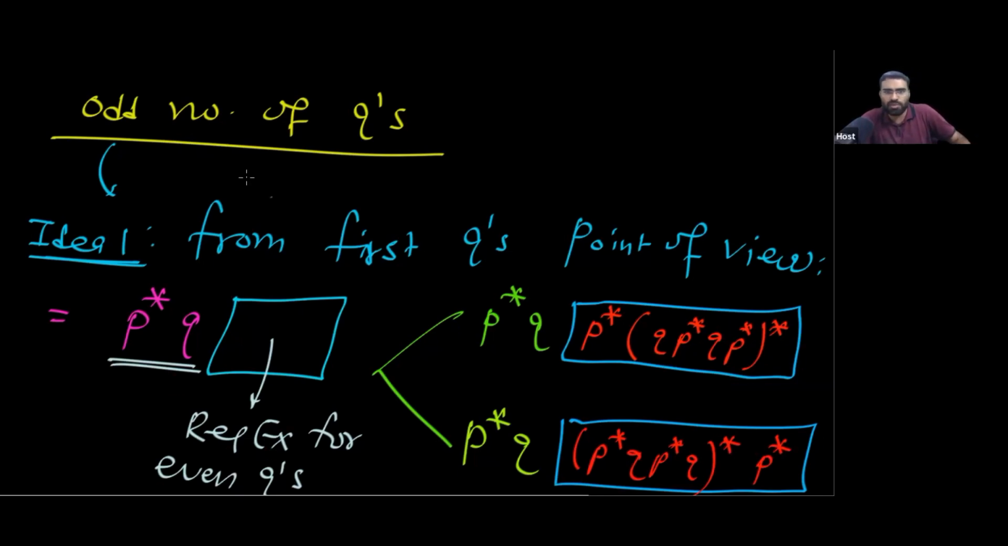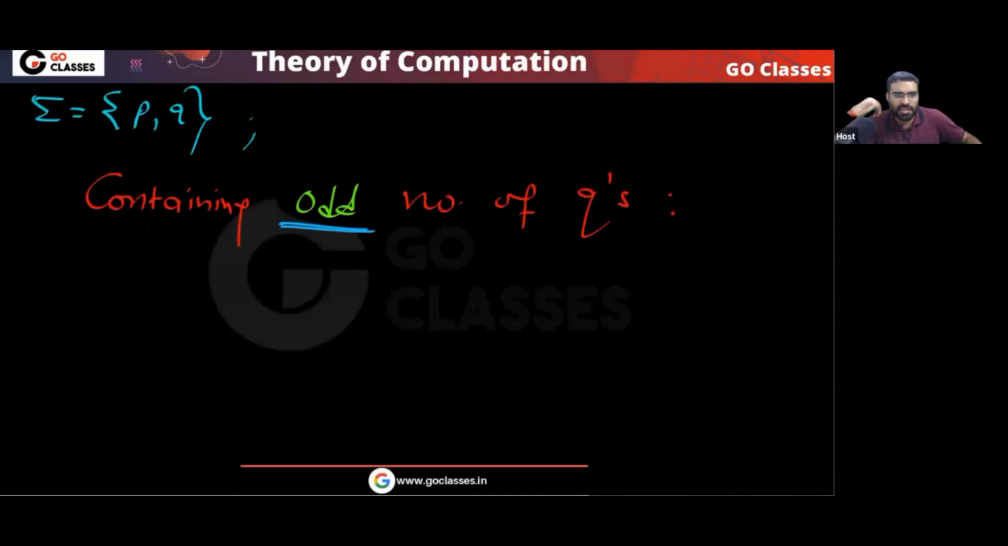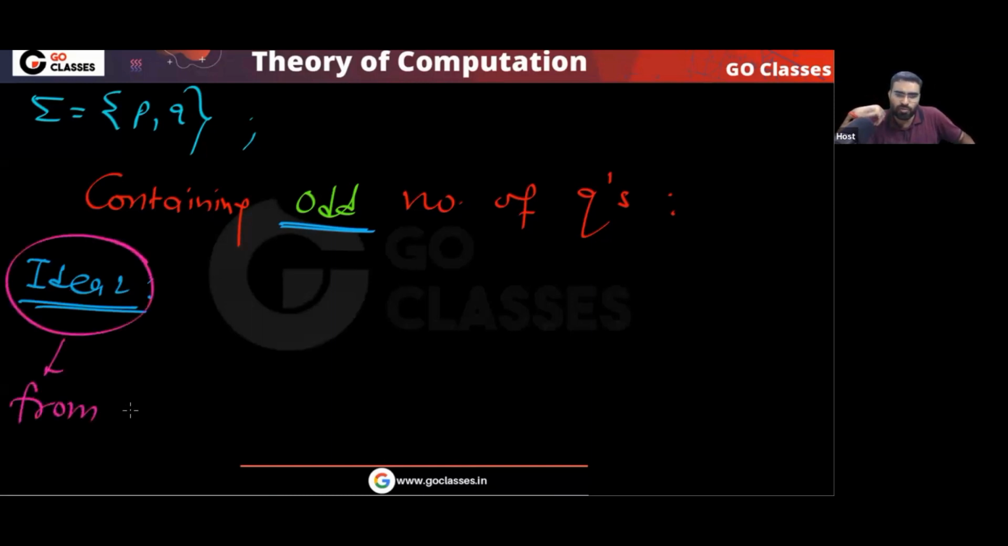So now finally you have this. For odd number of queues, one answer is this, and this is your second answer. So far we got 2 answers, answer number 1 and answer number 2, from idea number 1. But there is idea number 2 also. What is that? Idea number 2 is from the last queue's point of view.